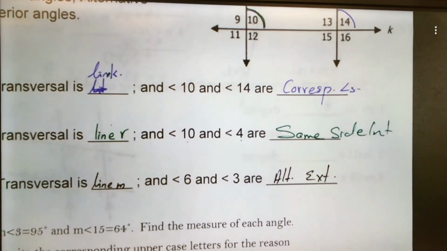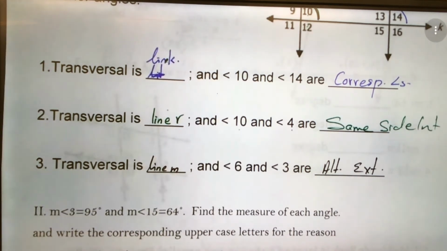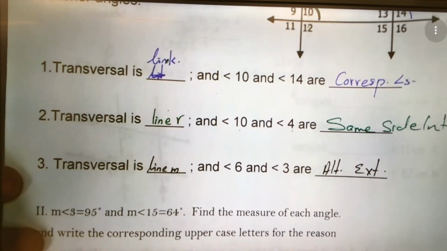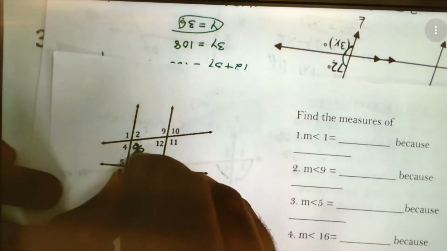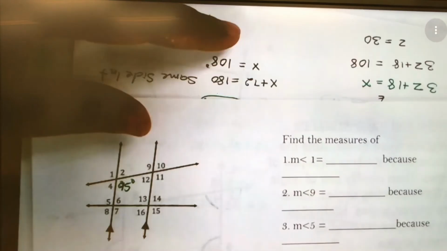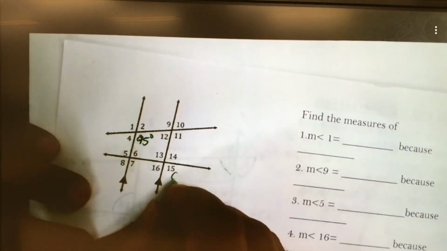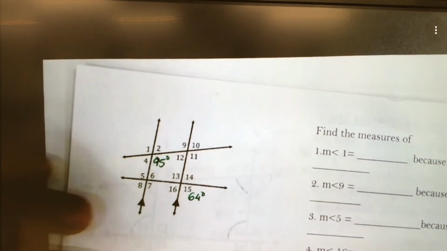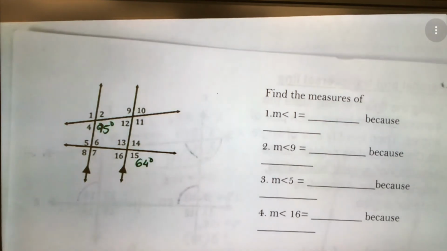So the next question says that angle 3 is 95 and angle 15 is 64. The picture is on the other side. So I have angle 3 here, that is 95 degrees. Then angle 15 is 64 degrees. The question is asking to identify what type of angle angle 1 is with respect to the given measures, and how much is the measure of angle 1.